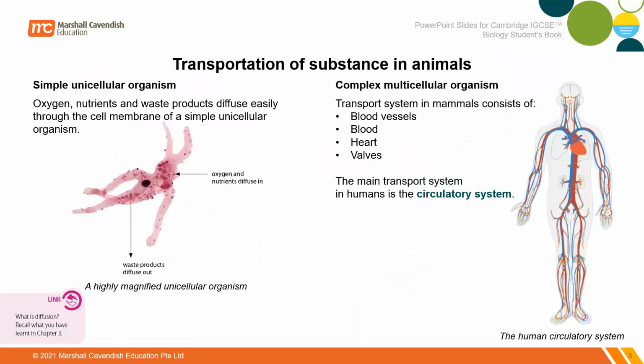In order to transport substances in animals, we have different types of animals: simple unicellular organisms and complex organisms. For a simple or unicellular organism, we can definitely diffuse all types of chemical substances and gases by diffusion. As we said several times, diffusion is the net movement of molecules from an area of high concentration to an area of low concentration through a partially permeable membrane.